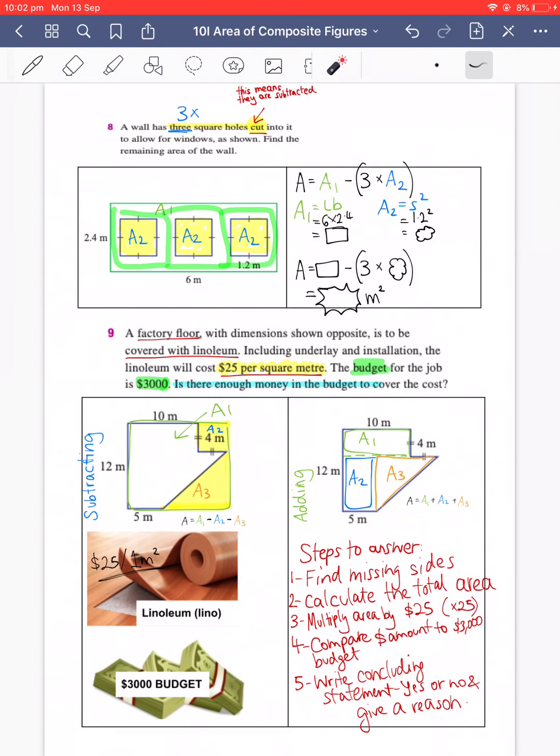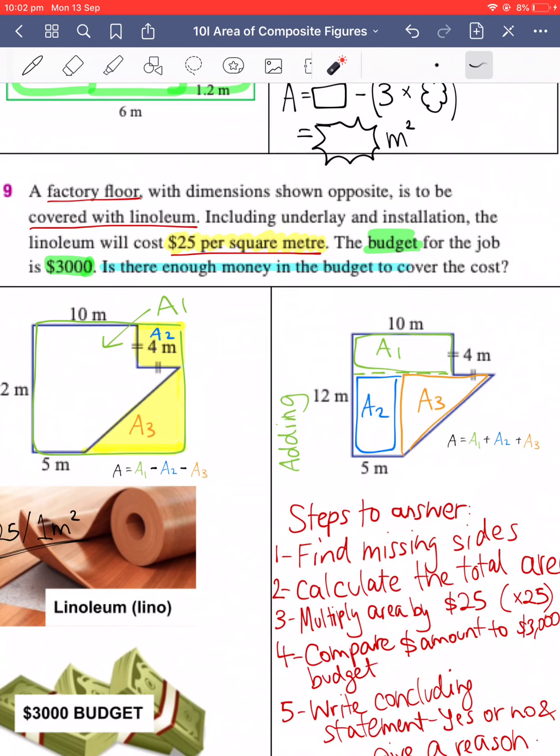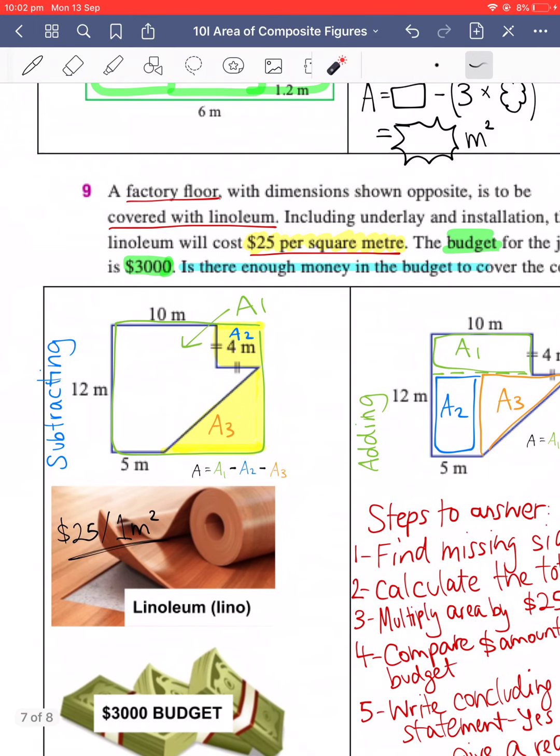So to approach this question, you need to find the missing sides. So I need to know what this length is, I need to know what this length is, and I need to know what this length is. For the other side, same as well. I need to know what this length is, I need to know what, and what. So I need to know those two lengths, and then that's all we can go from there.